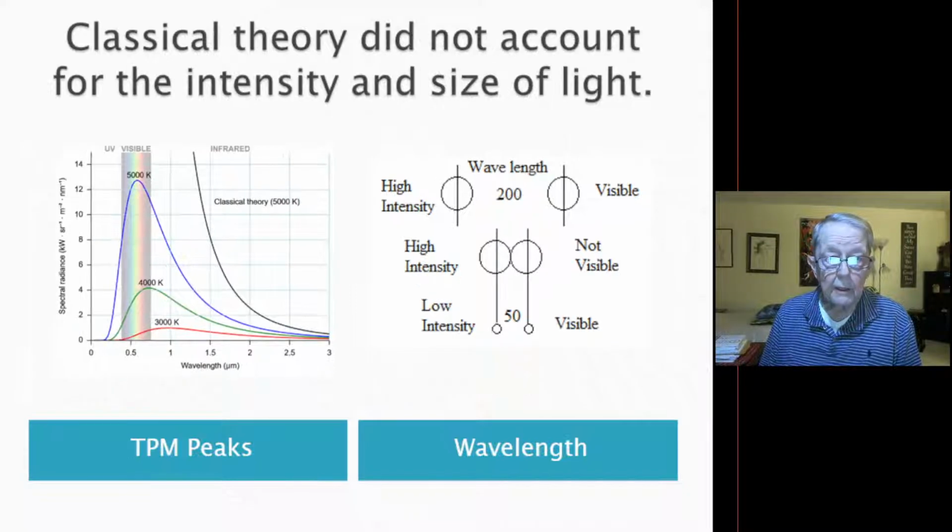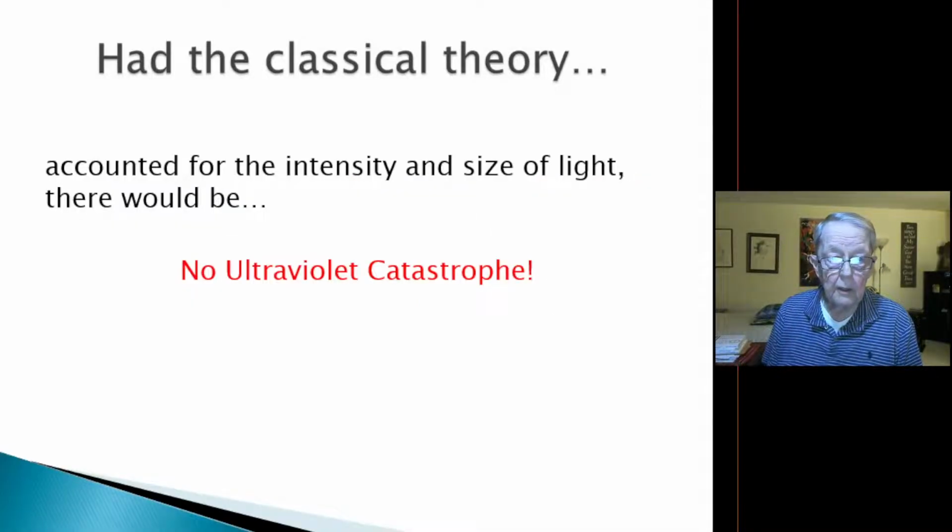Quite interesting. Okay, so classical theory did not account for the intensity and size of light. That's the problem. They don't have it in the equation. Intensity is not in the equation. The size of the particle, whatever it is, is not there. And without a model, how would they know? I mean, you have to give them a little bit of credit there. Had the classical theory accounted for intensity and size of the light, there would be no ultraviolet catastrophe.